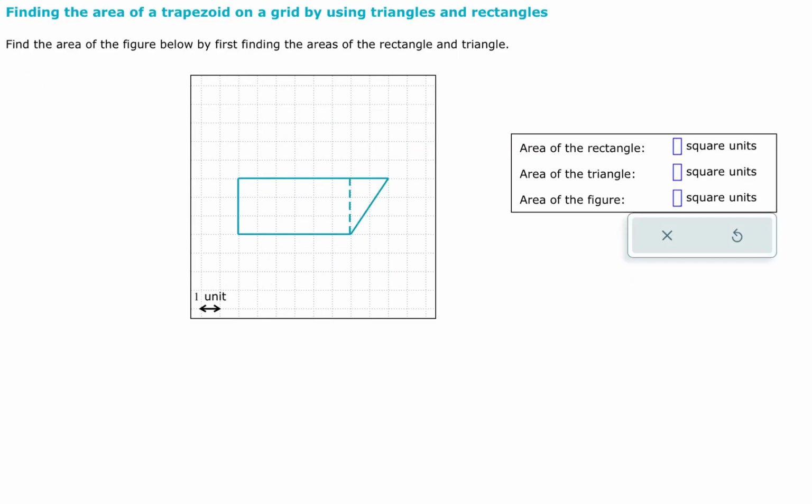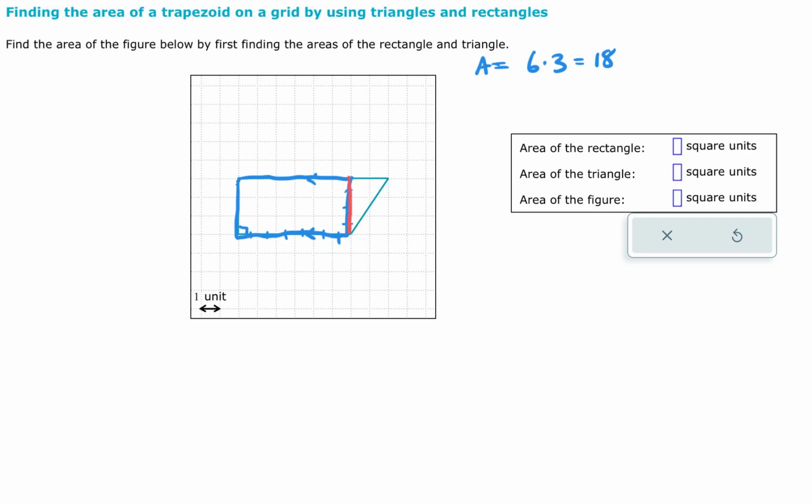We again have a right trapezoid. Here are our parallel sides. So we have a rectangle right here. And that rectangle is 1, 2, 3, 4, 5, 6 by 1, 2, 3, or 18 square units.